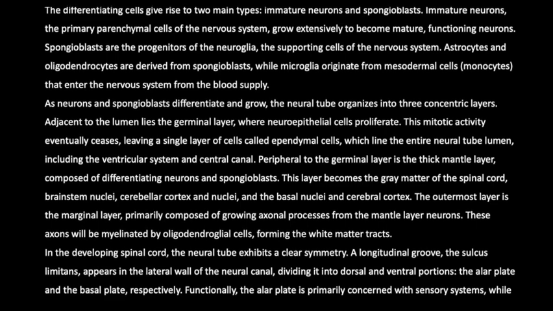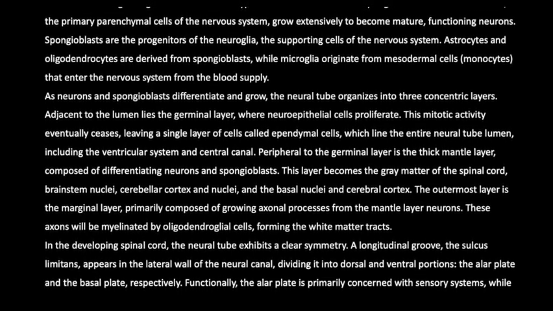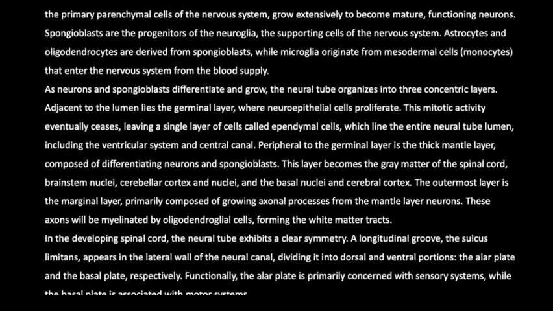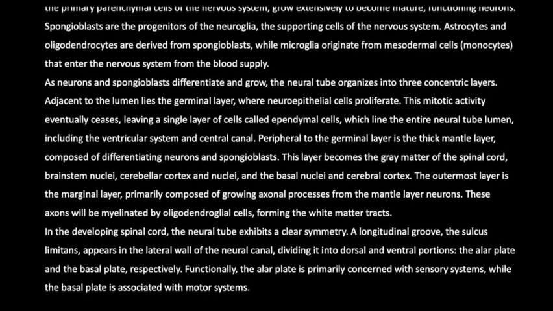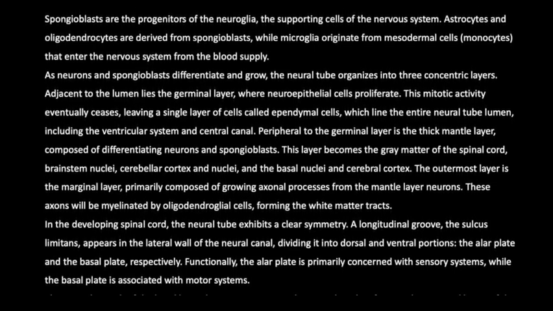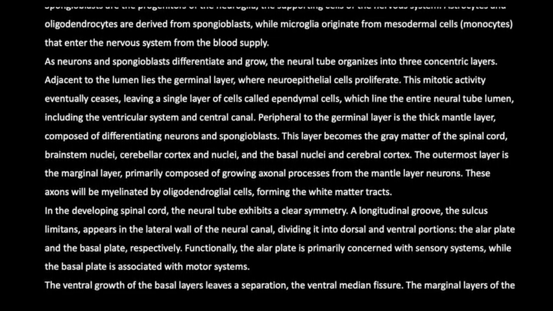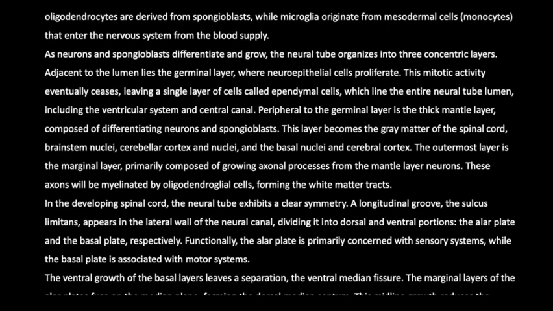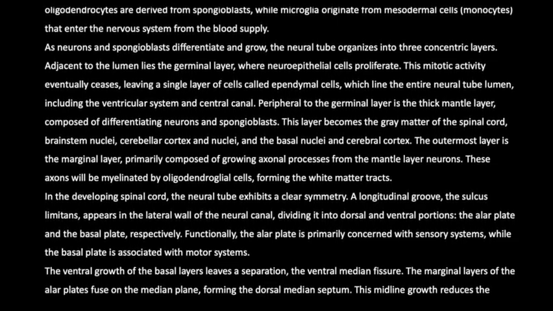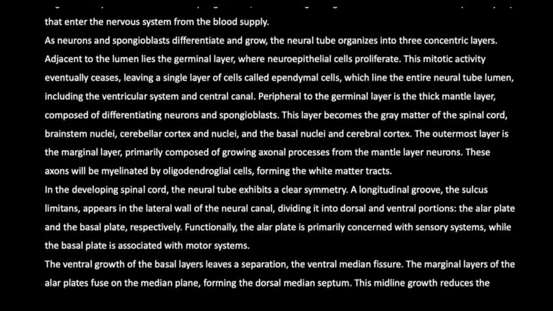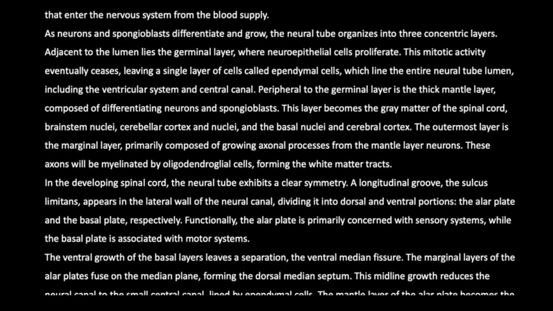Adjacent to the lumen lies the germinal layer, where neuroepithelial cells proliferate. This mitotic activity eventually ceases, leaving a single layer of cells called ependymal cells, which line the entire neural tube lumen, including the ventricular system and central canal. Peripheral to the germinal layer is the thick mantle layer, composed of differentiating neurons and spongioblasts.